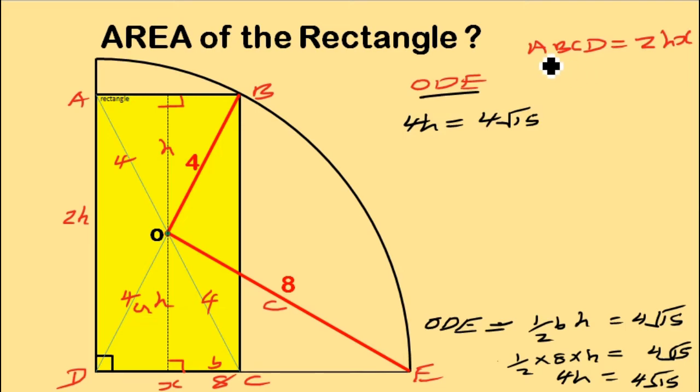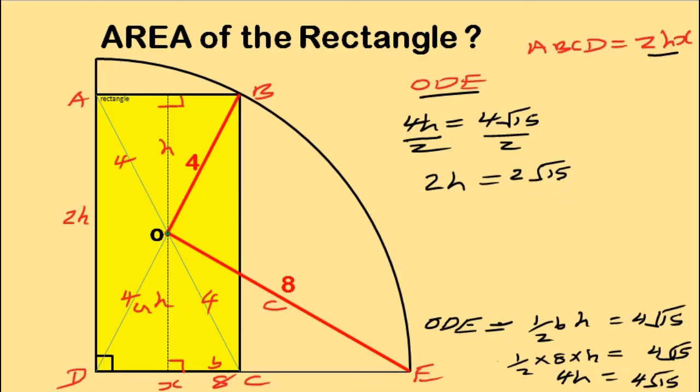You have the area of rectangle ABCD is 2h times x. So from 4h equal to 4 root 15, we can get 2h by dividing both sides by 2. So if you divide by 2, you get 2h. 2 goes into 4 here. 2h is 2 root 15.